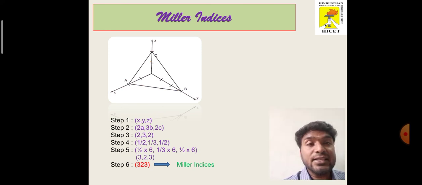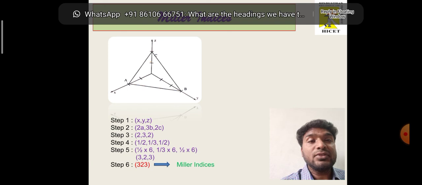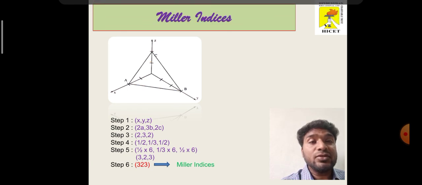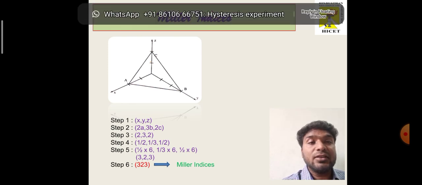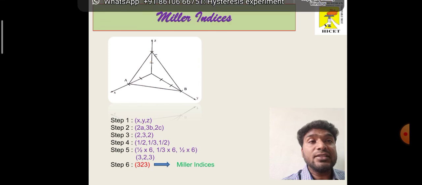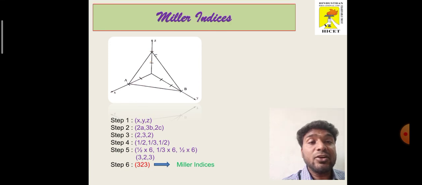So in the x-axis, it is intercepting along 2a. In the y-axis, 3b. In the z-axis, 2c. Now, in those intercepts, we have to take the numerical parameter. So 2, 3, 2. Next, fourth step, we have to take the reciprocal. So 1 by 2, 1 by 3, 1 by 2. Now, what is the fifth step? We have to take the LCM. If you take the LCM, 6 is the LCM. So that should be multiplied by each and every reciprocal. So 1 by 2 into 6, 1 by 3 into 6, 1 by 2 into 6. We will get 3, 2, 3.